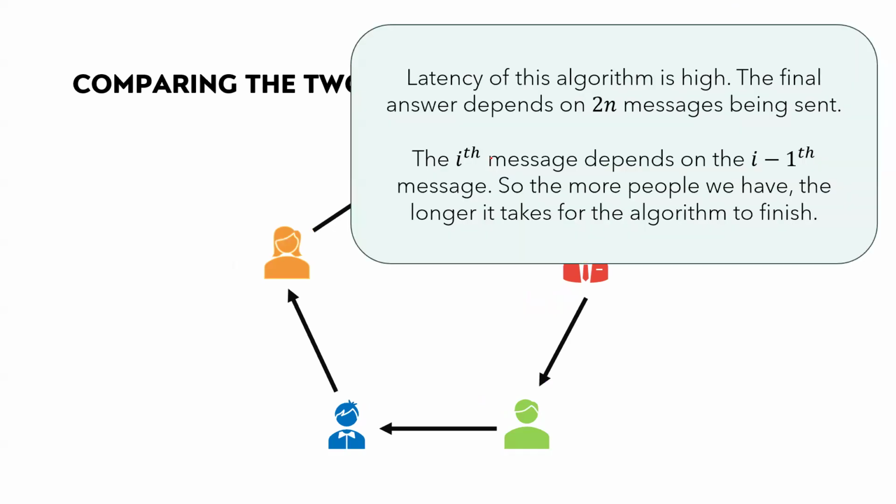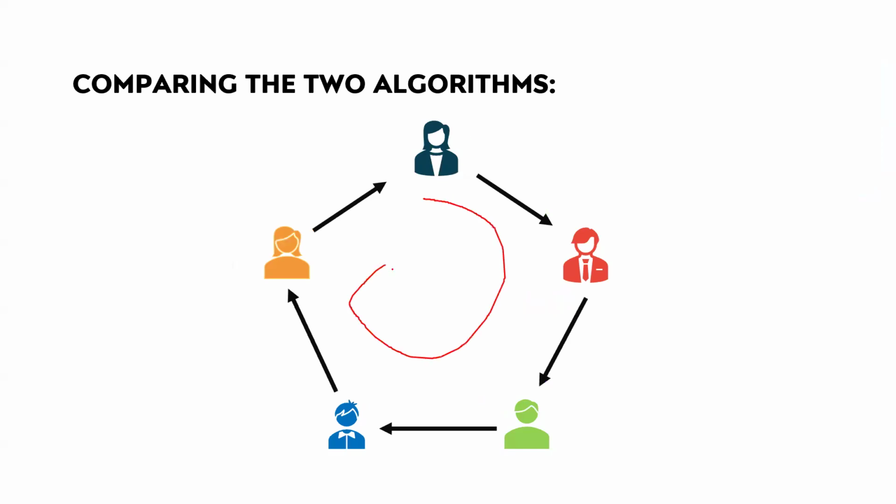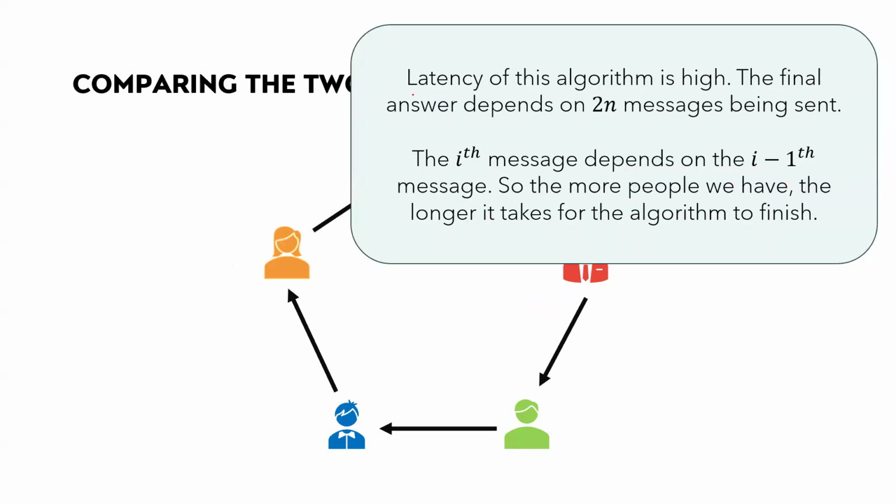I'd argue that for the round robin algorithm, the one where we send things in a circle, the latency of this algorithm is high, because the final answer depends on the two end messages being sent. But the problem is that the ith message depends on the (i-1)th message. The third message depends on the second message, the 10th message depends on the ninth message, stuff like that, right? So the more people we have, the longer it takes the algorithm to finish, because we count the amount of time as the time taken since the protocol started.